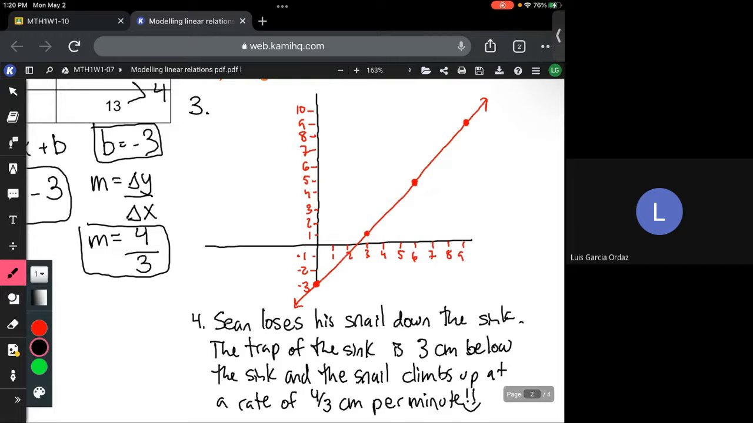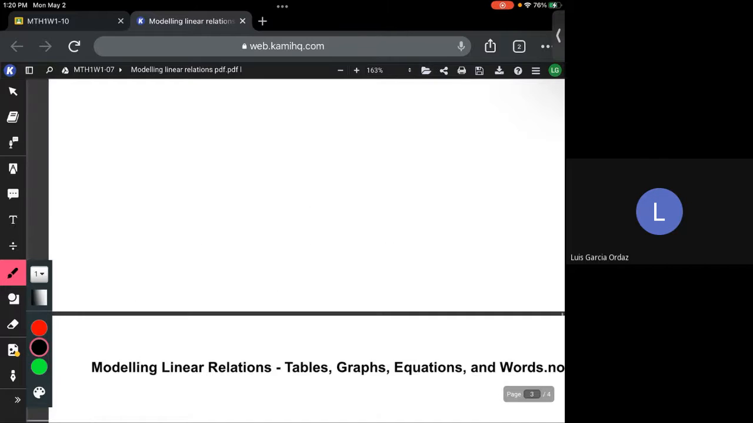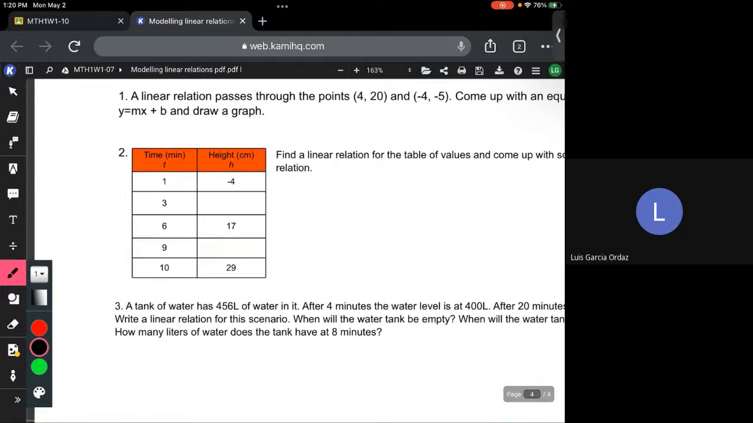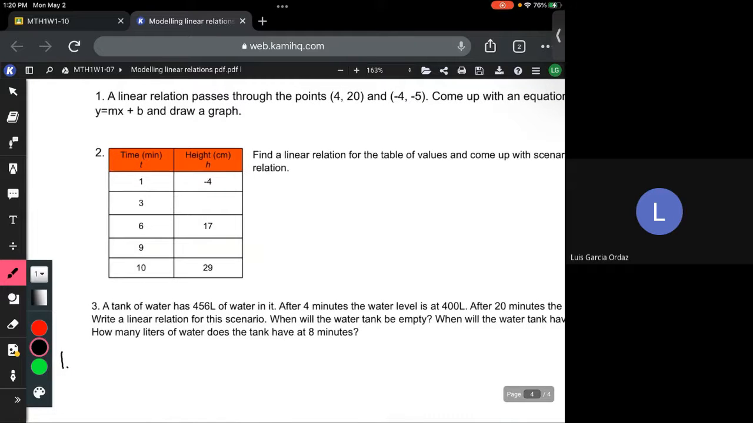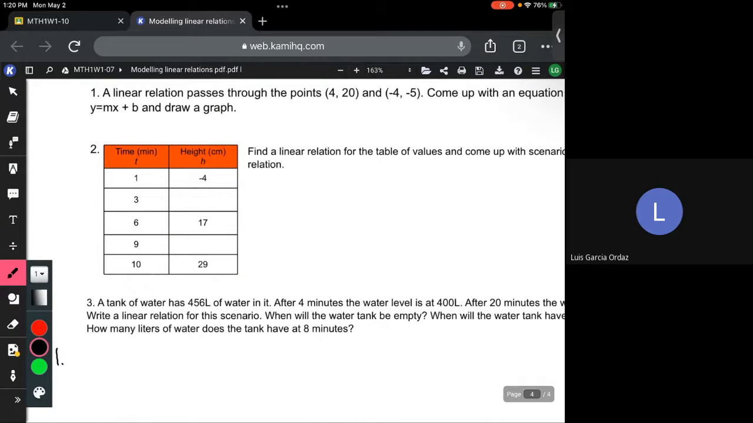The lesson. So this lesson is pretty short. And look, my iPad's cooperating with me today. Okay, good. All right. So question 1. We have a linear relation that passes through the points (4, 20) and (-4, -5). We want to come up with an equation in y equals mx plus b, and we want to draw the graph.